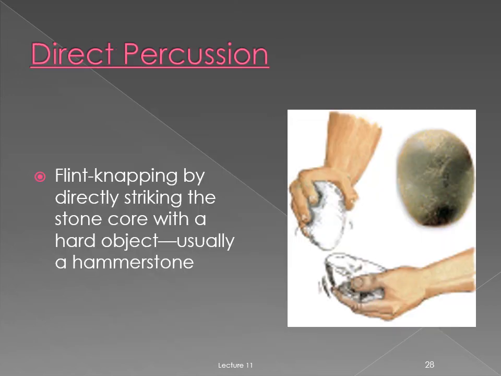Always before, stone tools had been made by direct percussion, the direct striking of the stone with a hard object, usually another stone. That's good for large work, but it's extremely difficult for very small, fine work. You can only remove large flakes, and it's rather difficult to predict their shape and size.